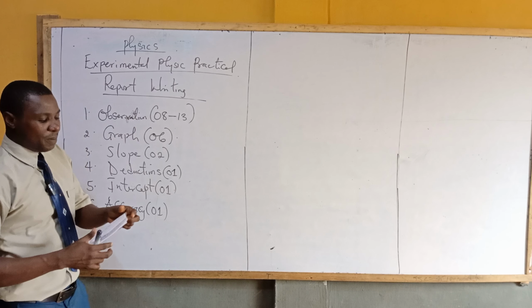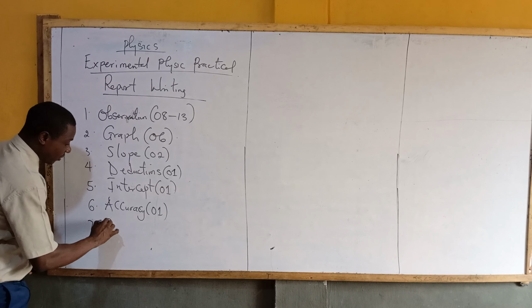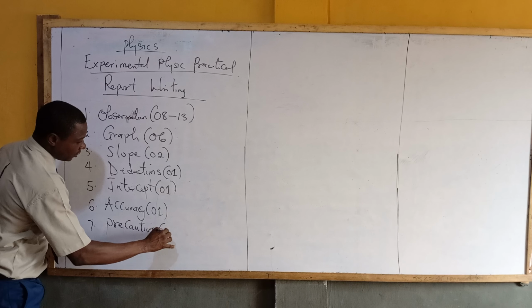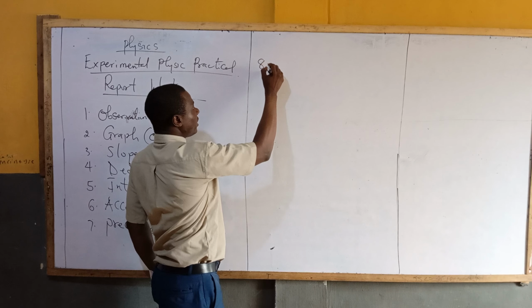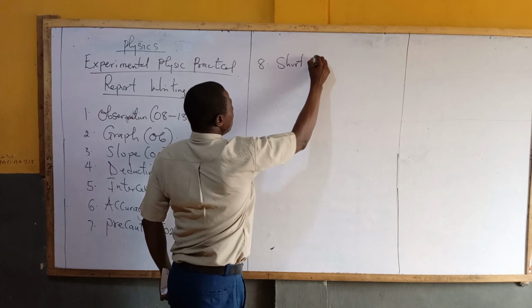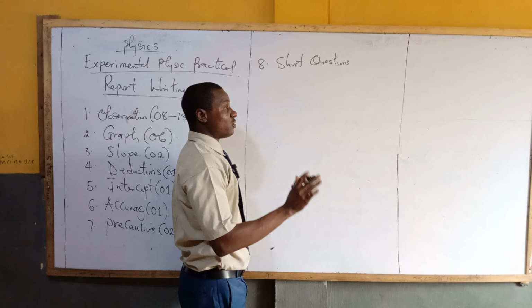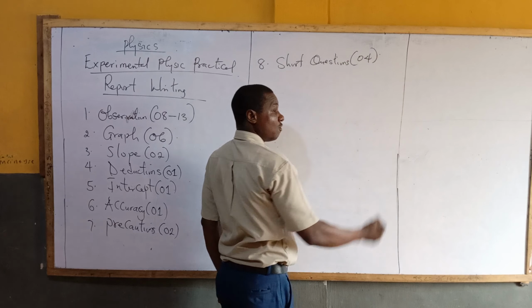After that particular aspect, they will talk about the 7th part, which is your precaution. Your precaution is basically 2 marks. Now, the 8th thing they will check is your short questions. Your short questions is actually the part B aspect of your experiment, and usually it will not carry anything less than 4 marks.